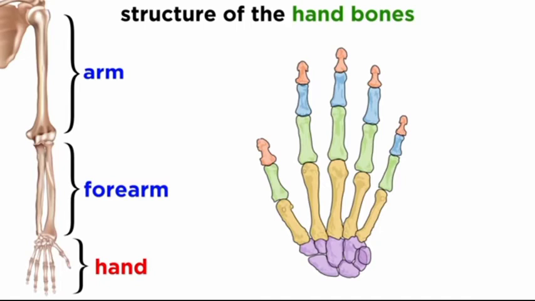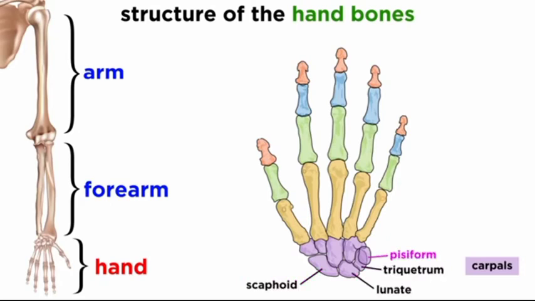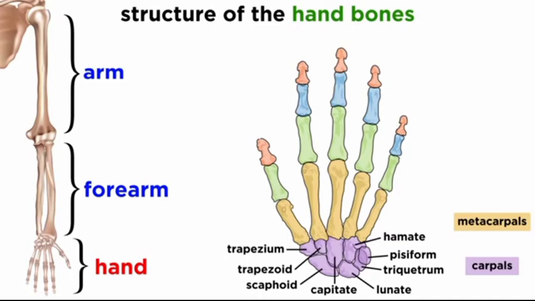From there we see the hand, which has many separate bones. The carpus, or wrist, is made of 8 short bones called carpals. These are the scaphoid, lunate, triquetrum, pisiform, and then the trapezium, trapezoid, capitate, and hamate. Next we see the 5 metacarpals, which make up the palm of the hand, and they are simply named 1 through 5, from thumb to pinky.